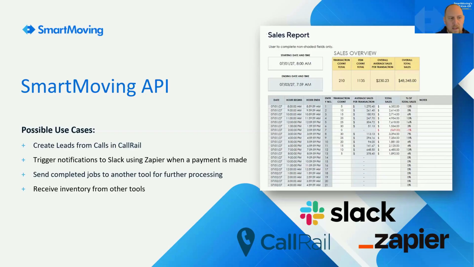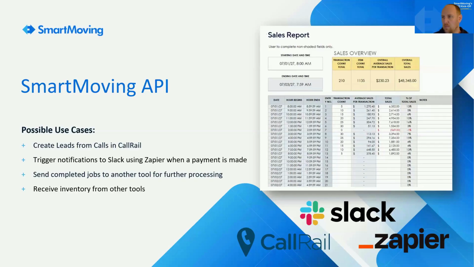You can use something like Zapier to do things like automatically post a message in your company Slack channel when certain events happen. Like, let's say a payment is made or an opportunity is booked. You could use Zapier to funnel those notifications into Slack, just to show them there or feed them off to another system. You can pull your SmartMoving data into other systems.